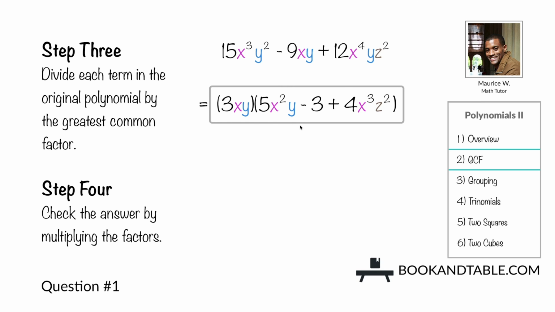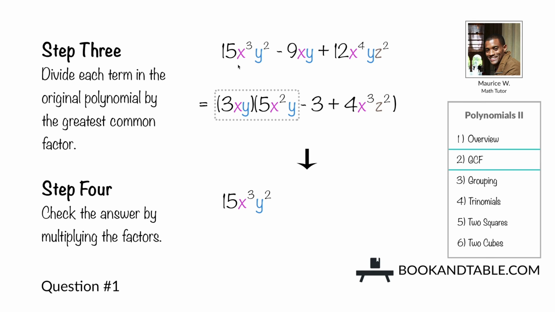Now step 4, check the answer by multiplying the factors. When we do so, the final product should be our original polynomial. 3 times 5 is 15. X times x squared is x to the 1 plus 2, which is 3. Y times y is y squared. Then we have 3 times negative 3, which is negative 9, times xy. And then lastly, 3 times positive 4 is positive 12.